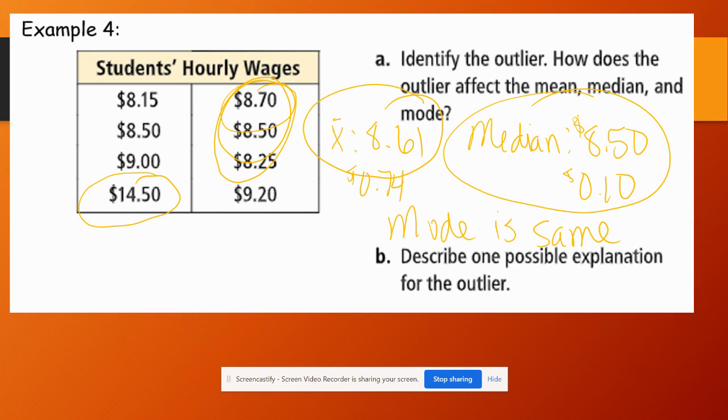And again, a possible explanation could be supervisor hourly pay, management hourly pay, somebody with just more responsibility than the rest of the people that work there.